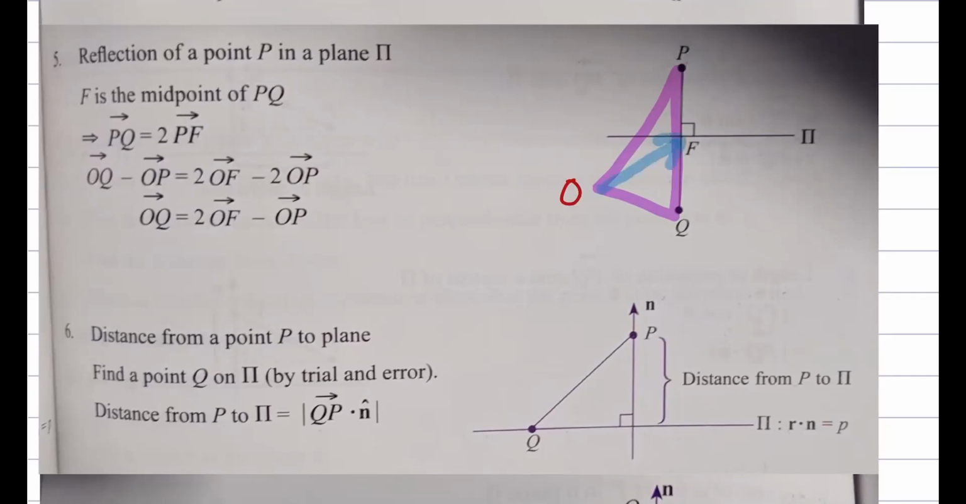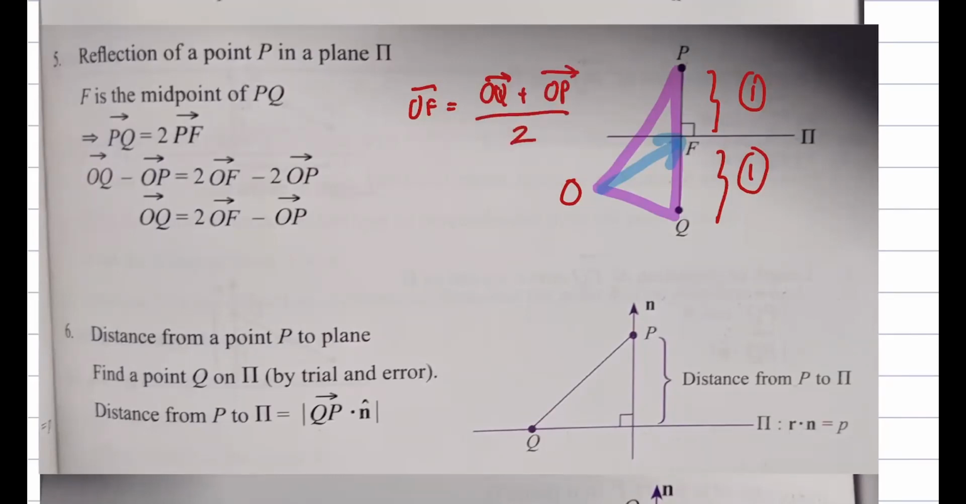So vector OF is equal to, the ratio will always be 1:1, right? Because it's the reflection midpoint. So that's why you get 1 times OQ plus 1 times OP divided by 1 plus 1, which is 2. We already know OP, we already know OQ. So all we need to do is to solve for OF, I think.